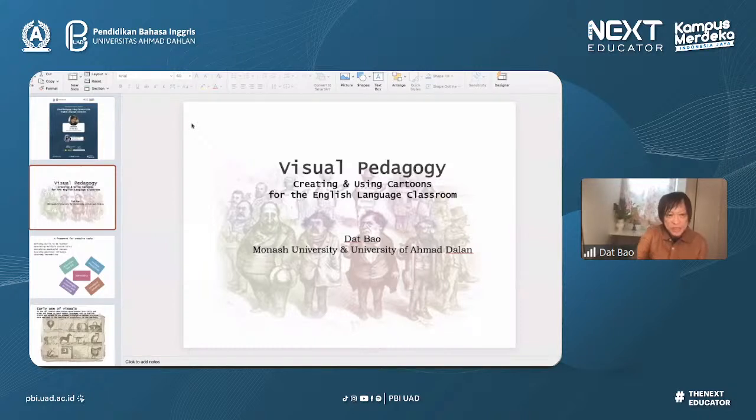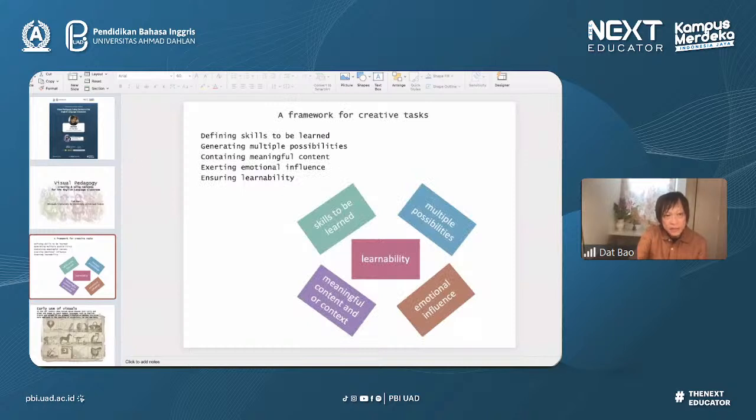So on that note, let me share with you a bit of a theory before I share ways of using pictures. This is a framework that I recently put together from research. And it covers more than just the use of pictures. It covers anything that you would like to do for creativity in tasks. Imagine five pillars that will lay strong foundations for activity in the classroom, whether you use art, poetry, words, drama, music, artwork, anything. So these are the five things that we keep in mind.